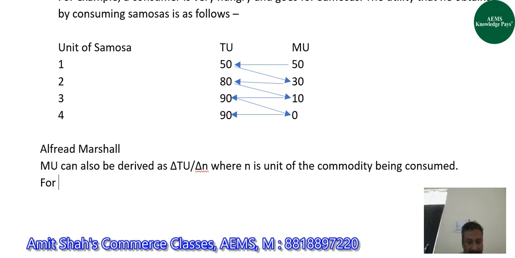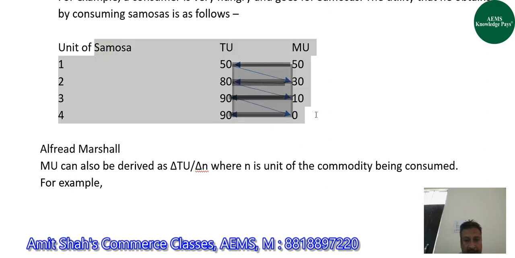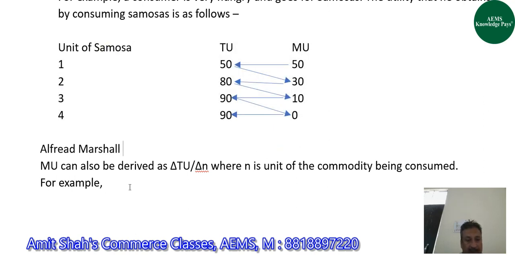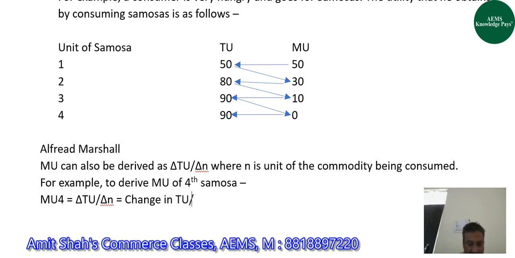For example, from our above utility schedule, if I have to calculate the MU of the fourth samosa, then it would be delta TU upon delta N, that is change in TU upon change in units of the commodity.